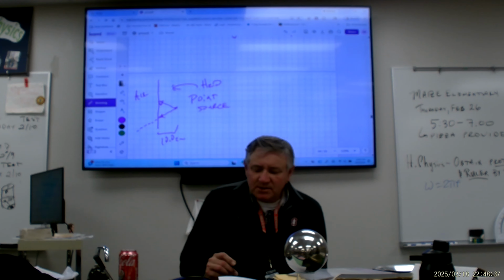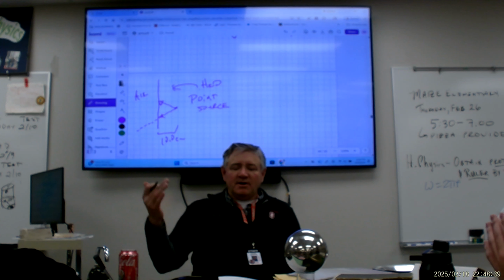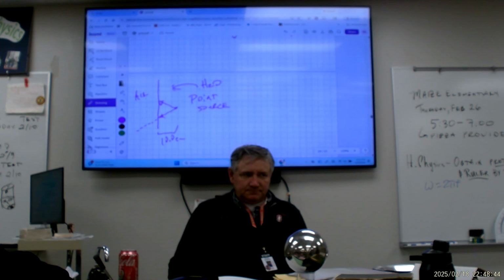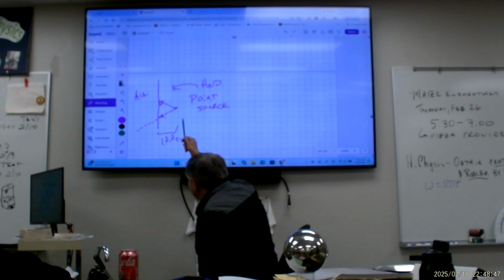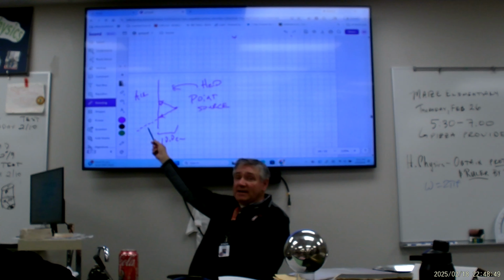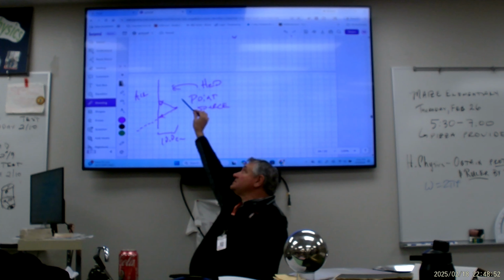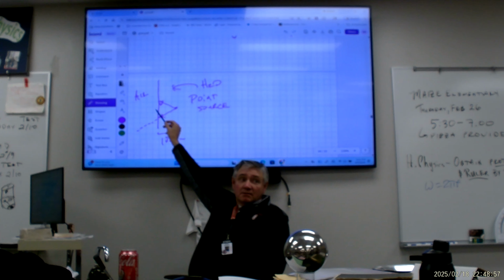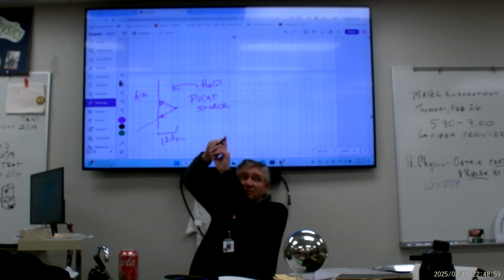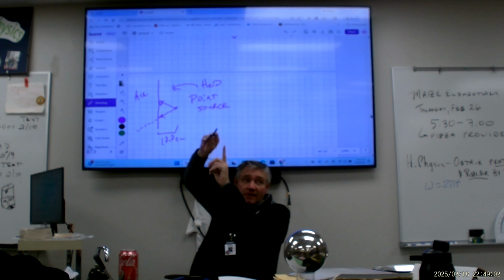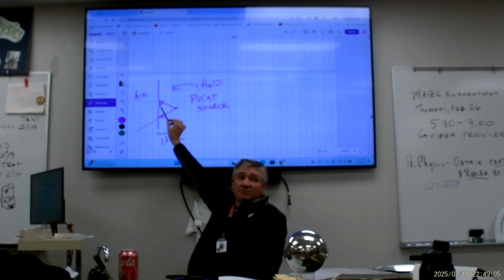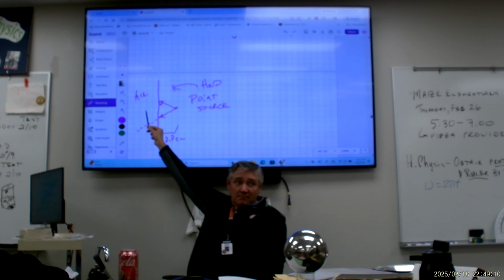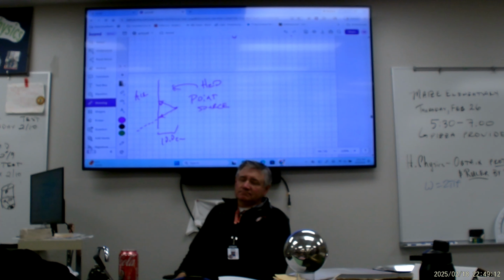instead of going straight, what's it going to do? Bend up or bend down? We're going into air. So the light's going from water into air. It's going to speed up. So this is going to come along like this. The top of it is going to go up and speed up, so this side is going to go faster. Bend up.